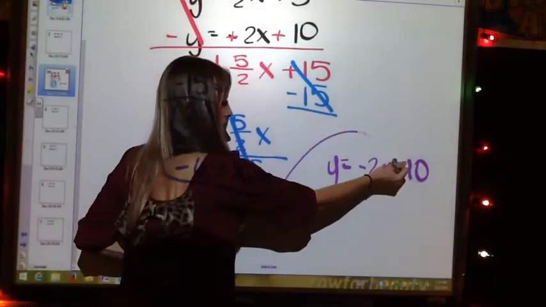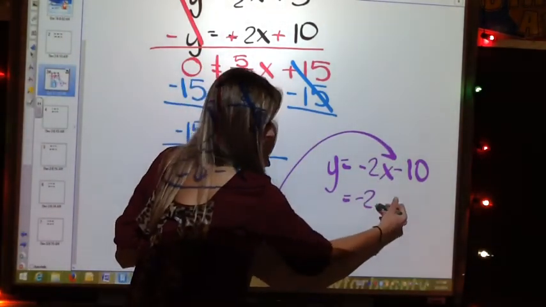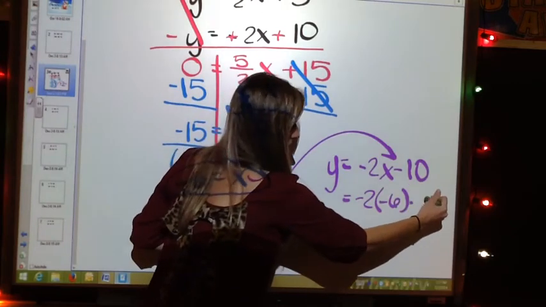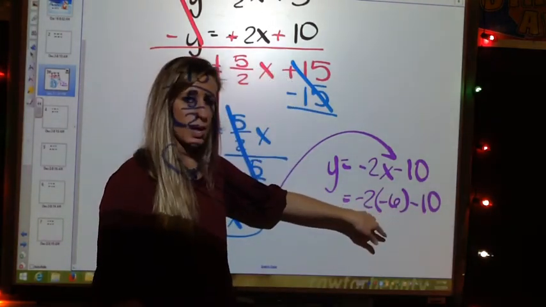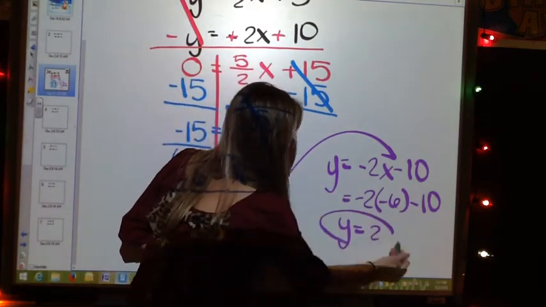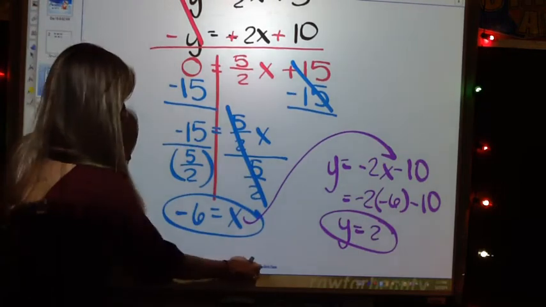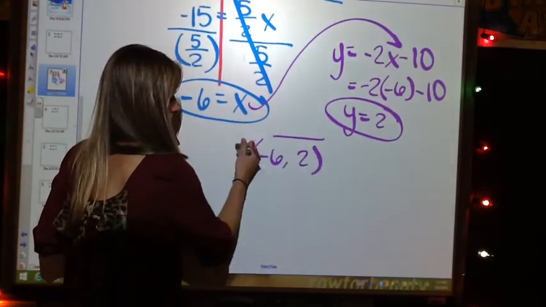So we're going to plug in negative 6 for x. So negative 2 times negative 6 minus 10. Negative 2 times negative 6 is positive 12. 12 minus 10 is 2. So y equals 2. So my answer is negative 6, 2.